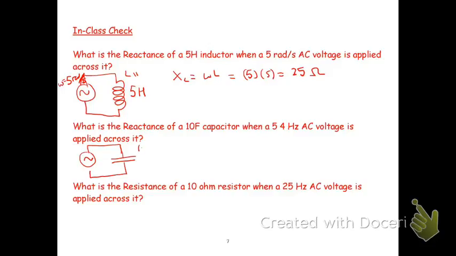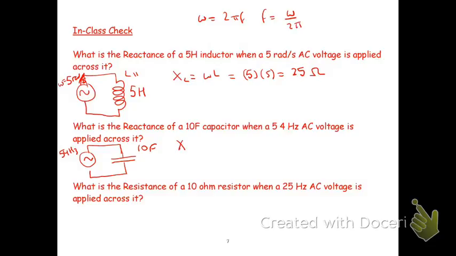I've got a 10 farad capacitor. That's a huge capacitor. Now this is 54 hertz. Now I just remember that omega equals 2 pi times F, so F is equal to omega over 2 pi.